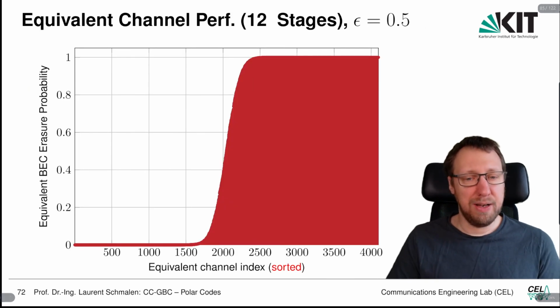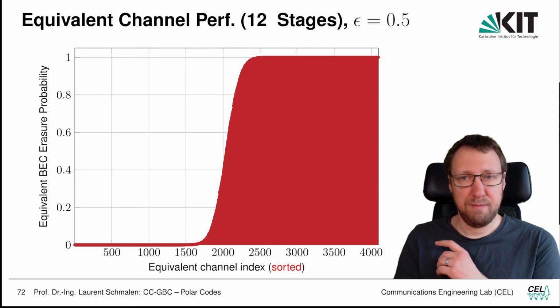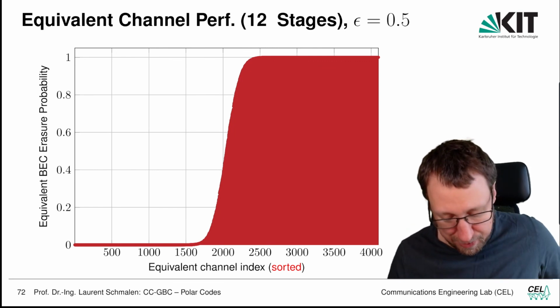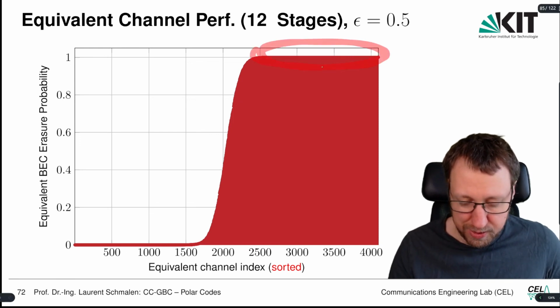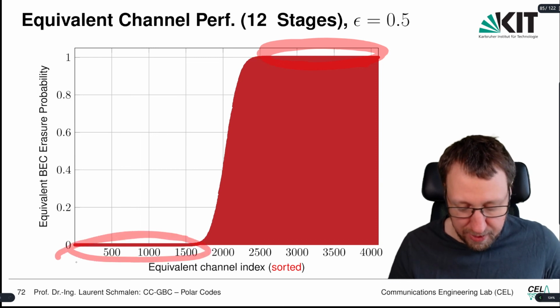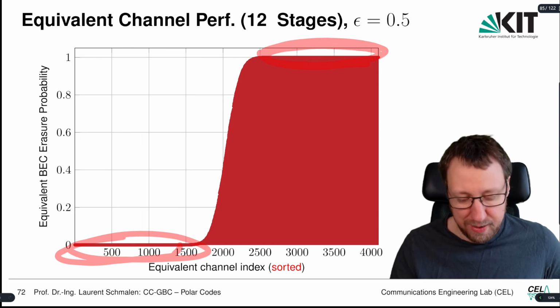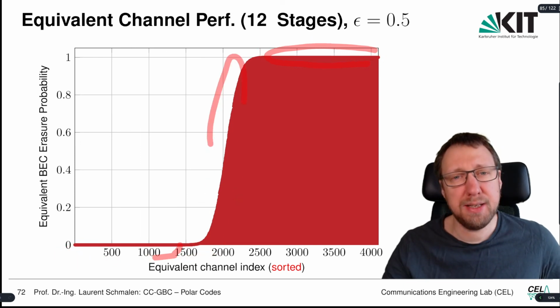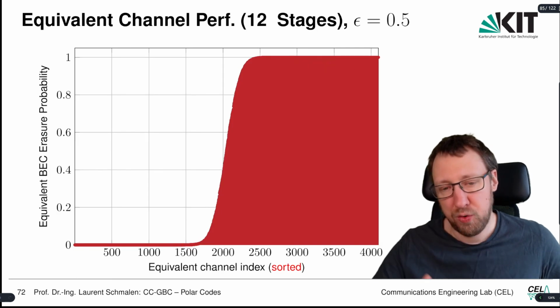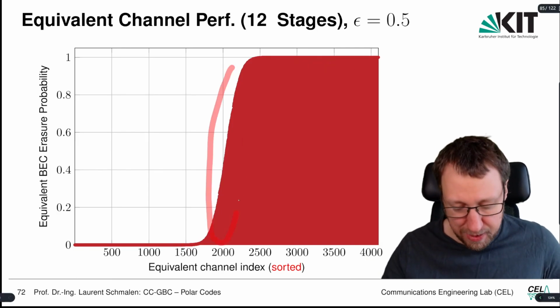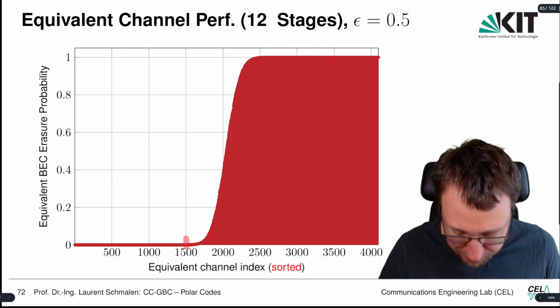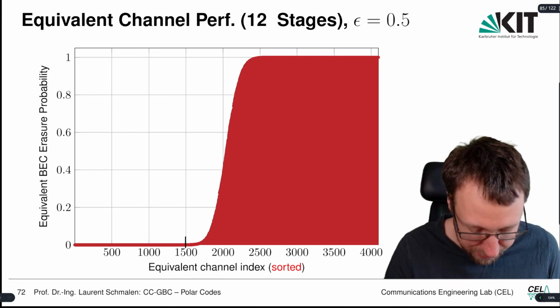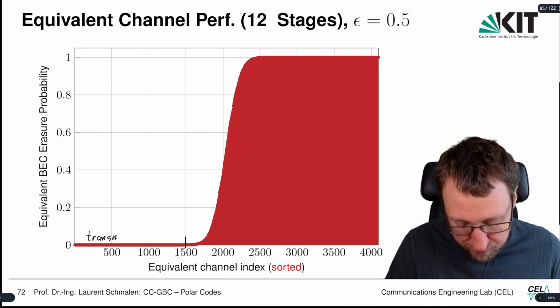So here is another example. We have epsilon equals 0.5. This is the example that we just had. And we see that a big fraction of channels converges to erasure probability 1. Then the others converge to erasure probability 0. And there are some values in between. If we increase the number of stages to 20, for instance, then we see that these intermediate ranges get smaller and smaller. So what we will do is we just take these channels, for instance, and transmit data over these channels.